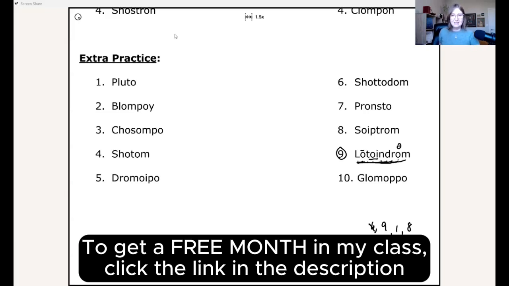R's, L's, and N's are the hardest sounds to read in words. Oh my goodness, you made that look easy, but I didn't get that one. Low toin drum. Low, loat, low toy, low toin, low toined, low toinder, low toindra, low toin drum. That was not easy, was it?